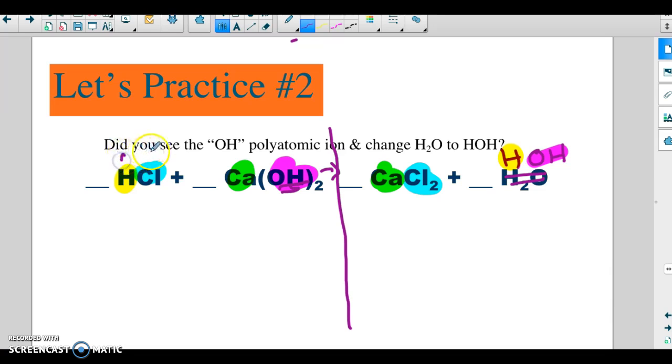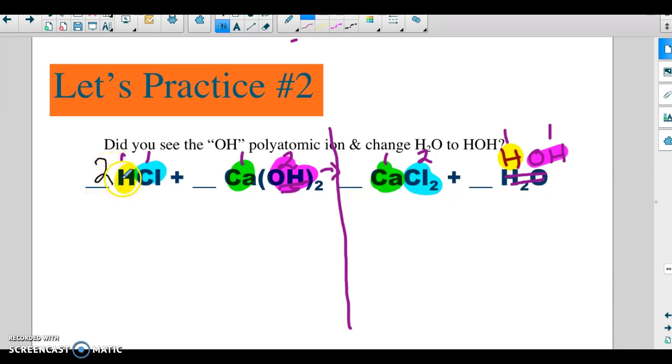So I have 1 hydrogen, 1 chloride, 1 calcium, 2 hydroxides, 1 calcium, 2 chlorines, 1 hydrogen, and 1 hydroxide. And I want to make those equal. So I'm going to start with the chlorine. I have 2 over here. I want to have 2. Remember, we can't put a subscript. We're going to put a coefficient here.